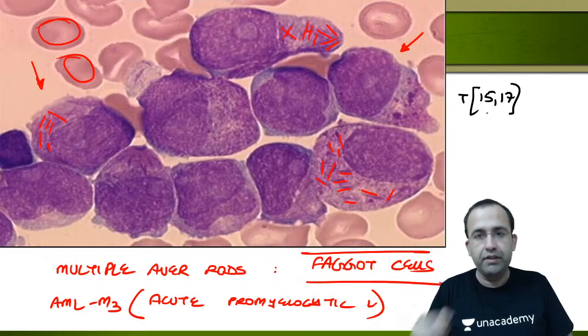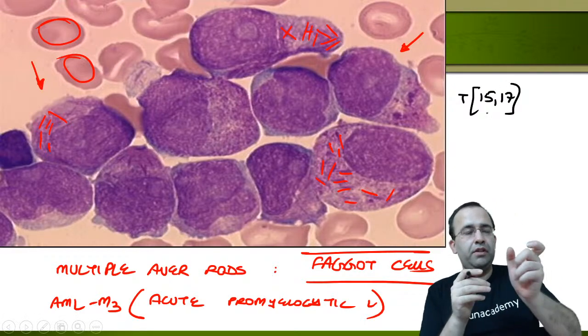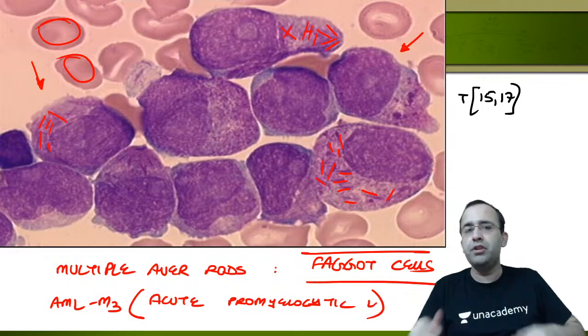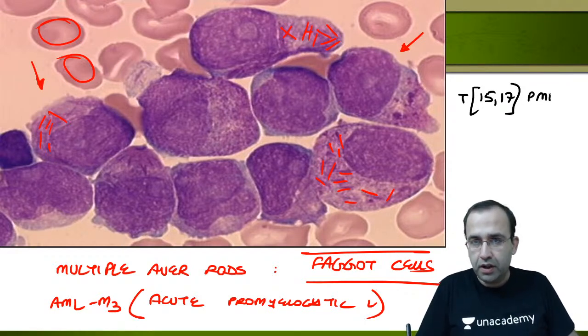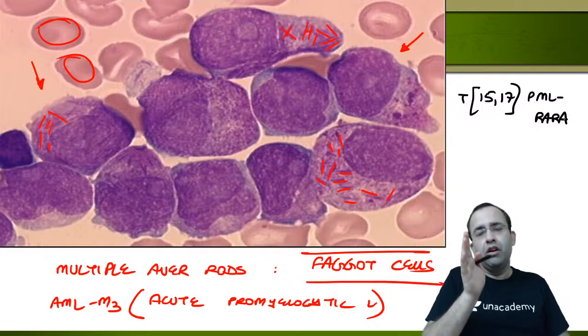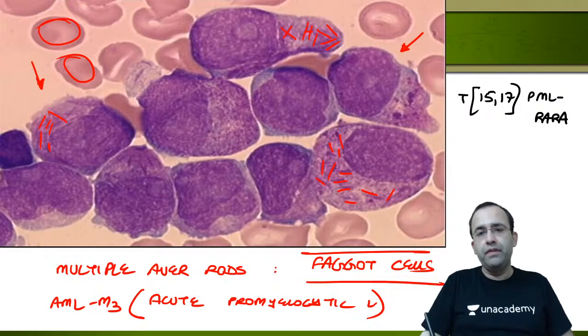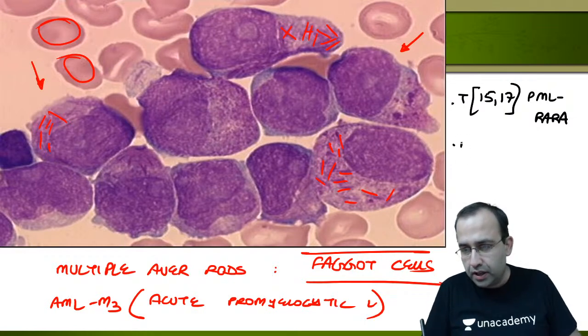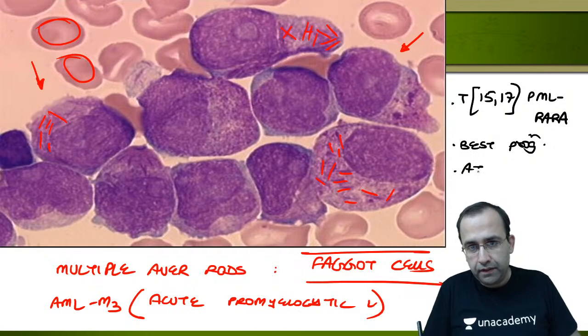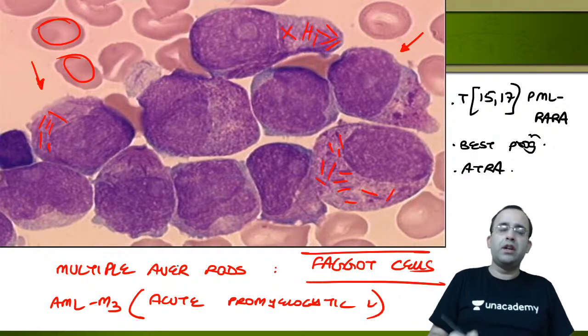Translocation 15;17. Fusion transcript. If this translocation has occurred, it will lead to the formation of a fusion transcript. Which one? PML-RARA. Translocation 15;17, fusion transcript, PML-RARA. This is the best prognostic AML. Therapy: ATRA, all-trans retinoic acid, ATRA.